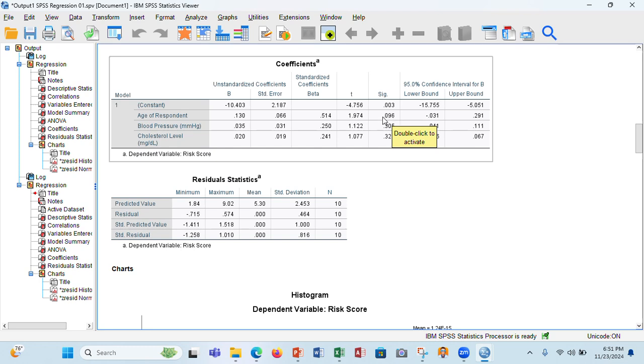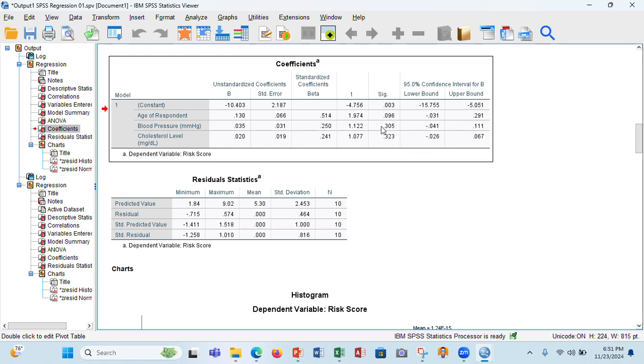So it is not significant. Why? Because 0.096 is greater than the 0.05 alpha value. However, if we had here a figure below 0.05, then we would accept that this relationship is significant. Therefore, we would say age of respondents significantly contributes to the risk scores. But for this one we cannot state that.